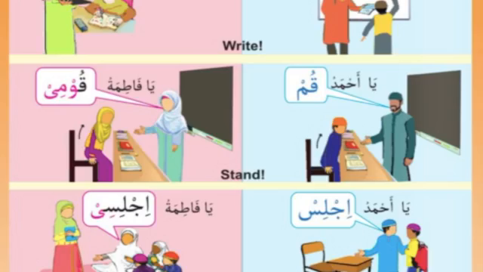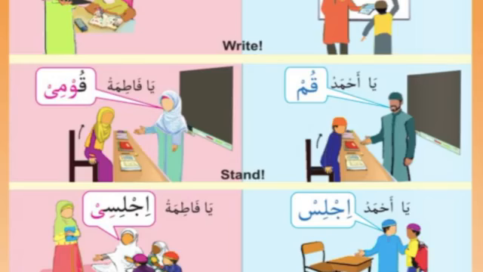All right. So when you command a female or a girl or a woman, you say qumi, stand up also. But the form of female is different from the male form, the verb form. And in the picture, the teacher is asking Fatima to stand up. She says, Ya Fatimatu, qumi. Oh Fatima, stand up.